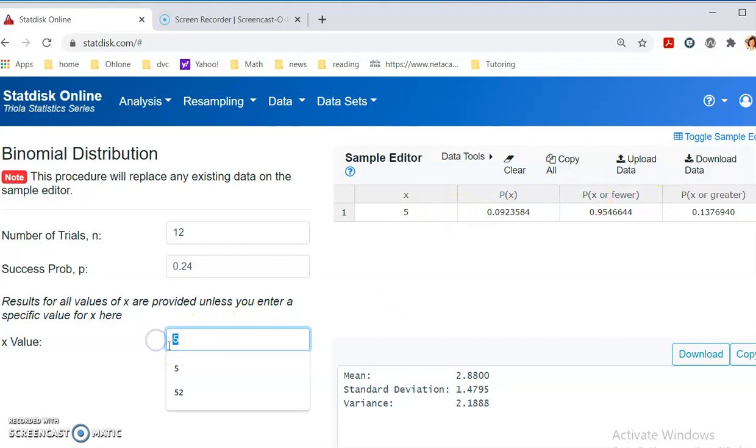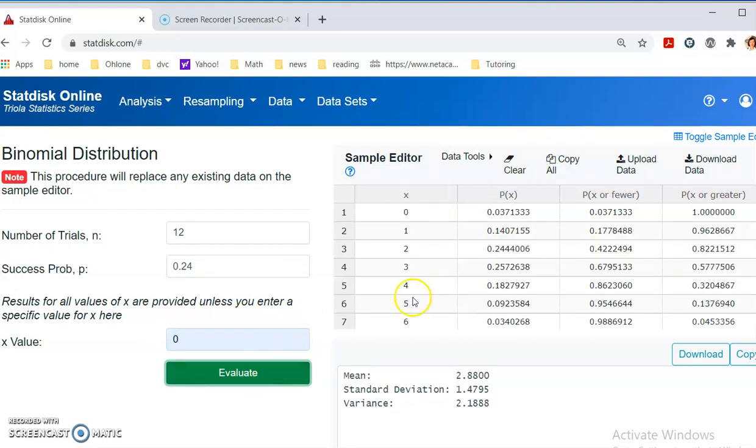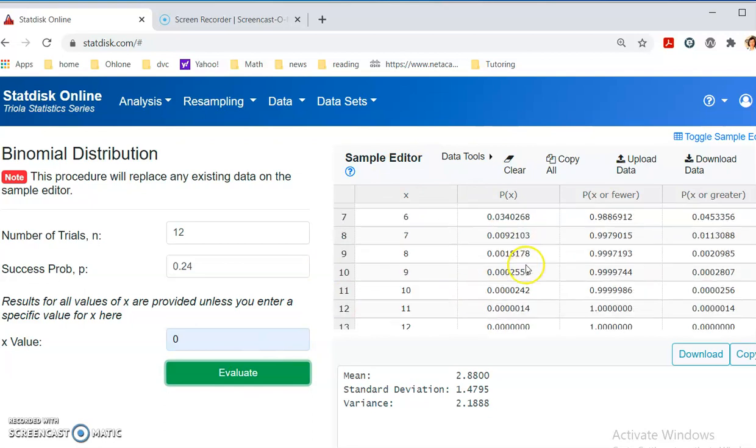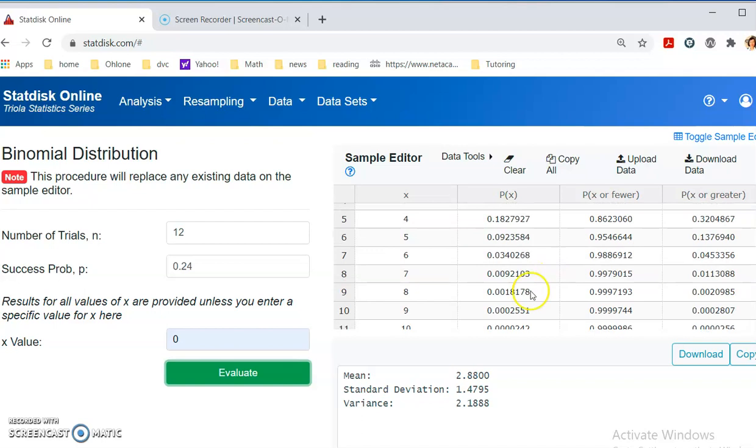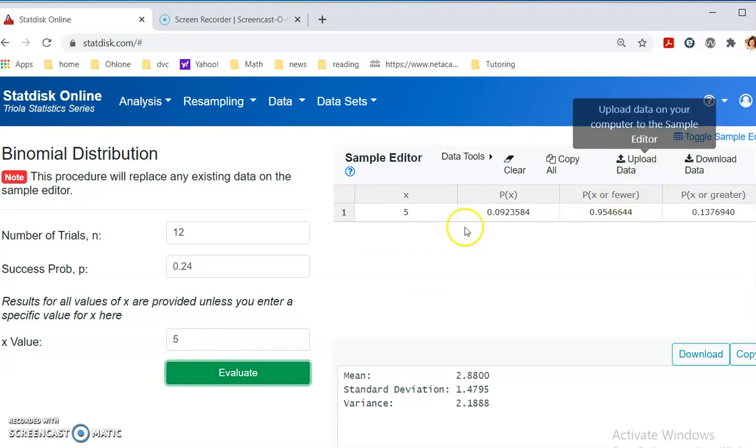Now, if you enter 0 and press enter and press evaluate, they actually give you the whole table. Maybe you like that, because after that you don't have to look at it anymore. But I usually just do one, so I can look at just one number. In that case I'll write down the answer.